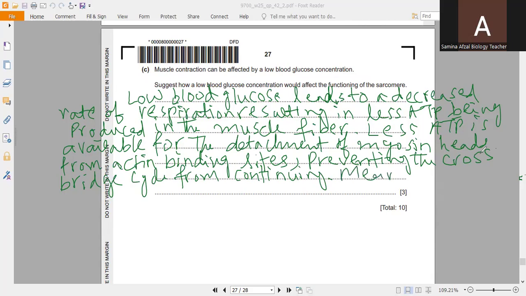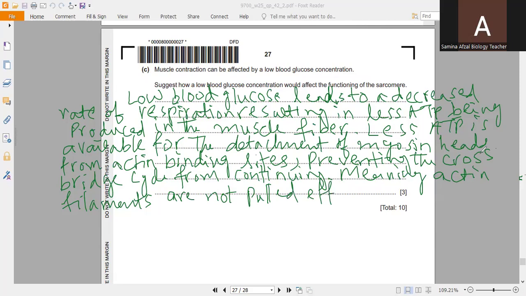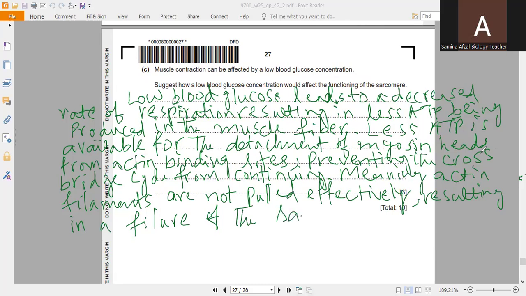Meaning actin filaments are not pulled effectively, resulting in a failure of the sarcomere to shorten. So it was all about this question and this paper as well.